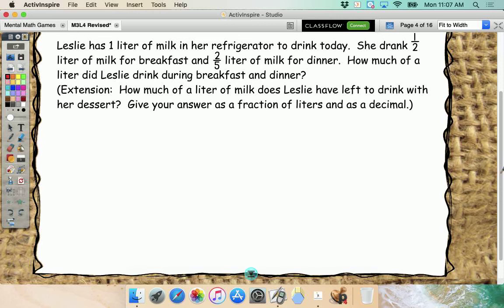Leslie has 1 liter of milk in her refrigerator to drink today. She drank 1/2 liter of milk for breakfast and 2/5 liter of milk for dinner. How much of a liter did Leslie drink during breakfast and dinner? So what am I doing here? Add, subtract, multiply, divide. Which one? Add. Okay, and what 2 fractions am I adding? 1/2 and 2/5. Okay, go ahead and write that down.